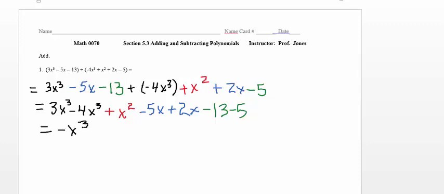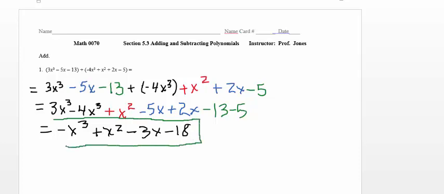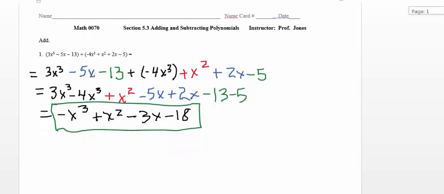And now we're going to combine like terms. 3x cubed minus 4x cubed is negative x cubed, plus x squared minus 3x minus 18. This is our final answer. Let's look at another addition.